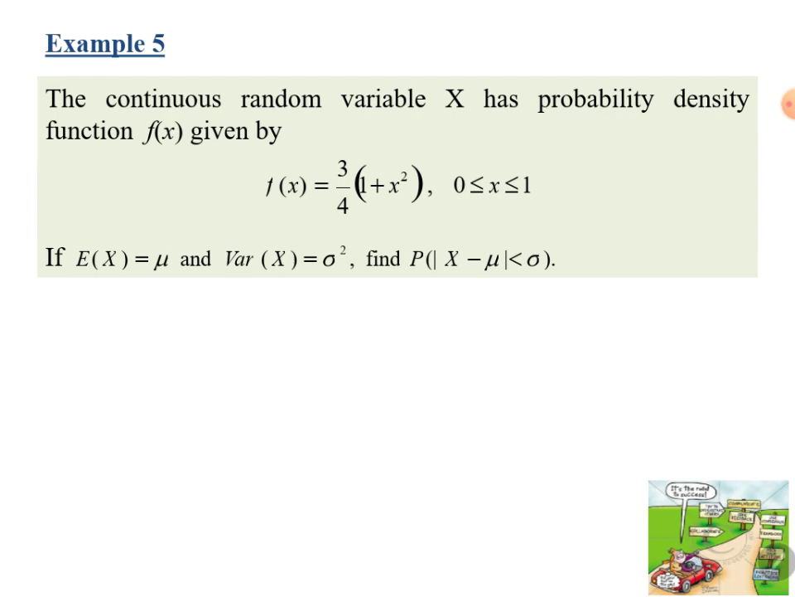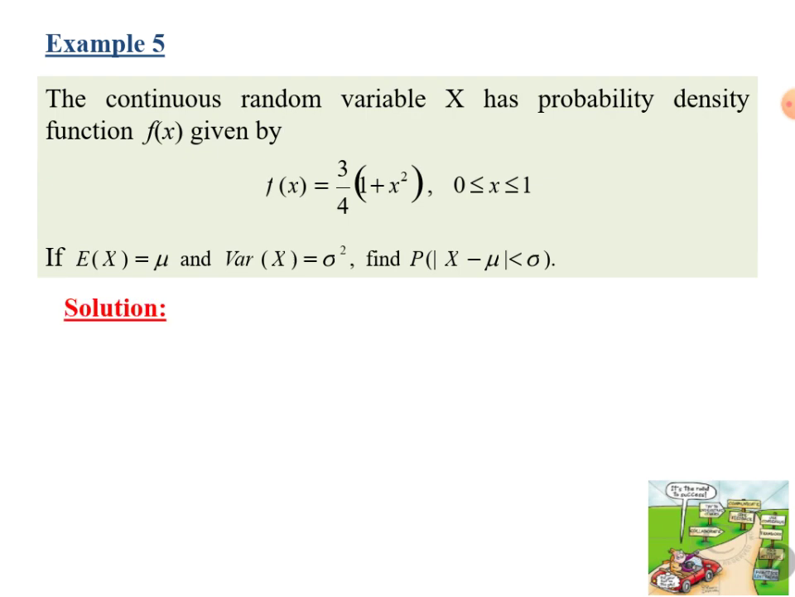Example 5. The continuous random variable x has probability density function f(x) given by f(x) equals 3 over 4 of 1 plus x squared, from 0 to 1. If E[x] equals mu and the variance of x equals sigma squared, find the probability of the absolute value of x minus mu less than sigma. So what we need to do first is find the expected value of x, which is mu, and we have to find sigma, which is the square root of the variance.